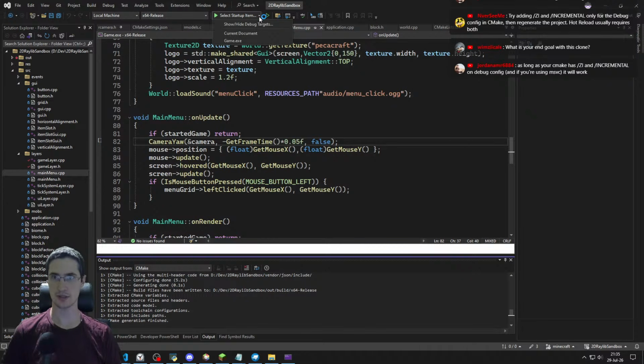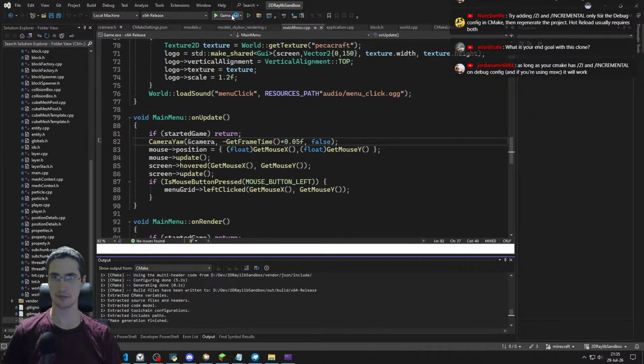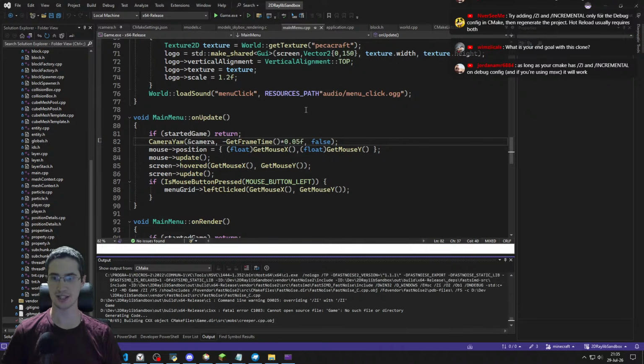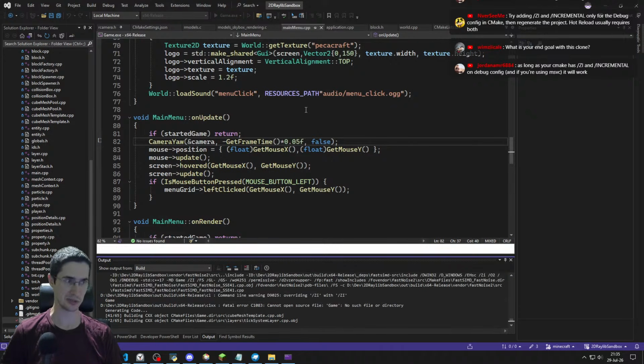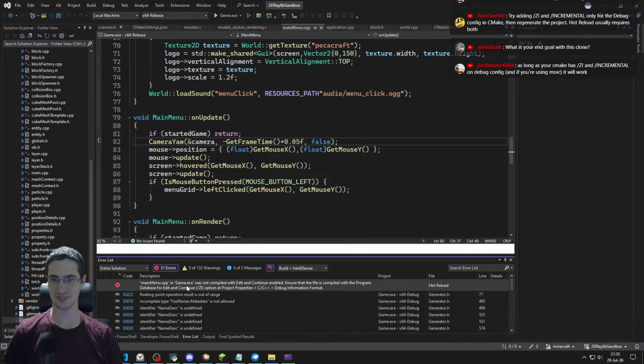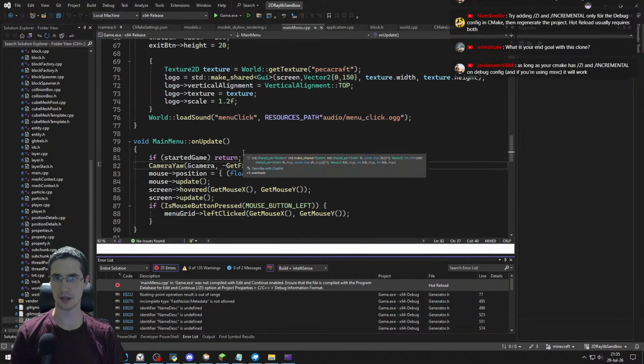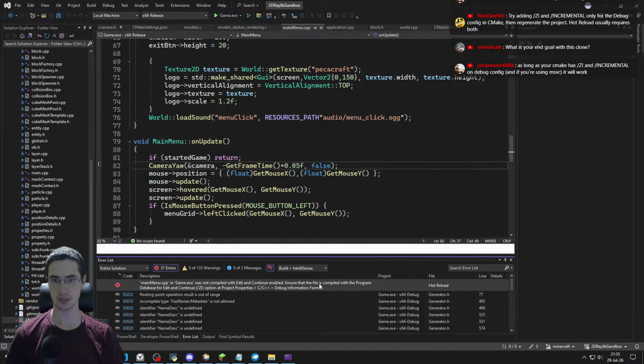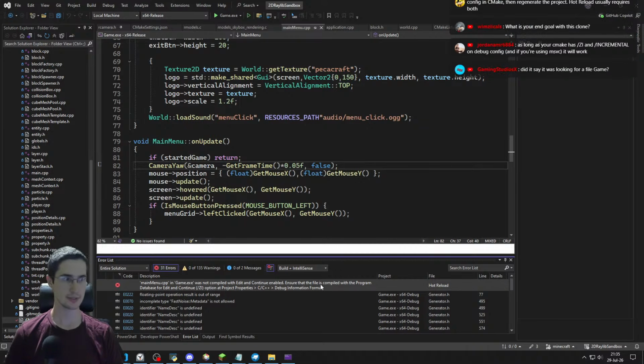Okay, let's run it, game. And let's see if we have hot reloading. Chat, if we manage to do hot reloading, that would be a huge game changer. Main menu, it's again the same issue, that this CPP file, main menu, was not compiled with edit and continue enabled. Ensure that the file is compiled with the program database. It was looking for a file game.